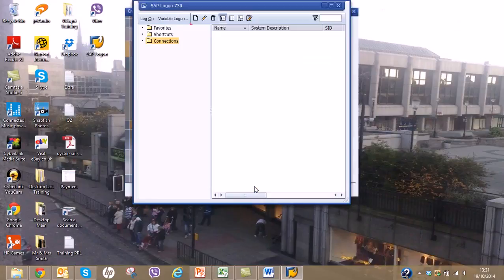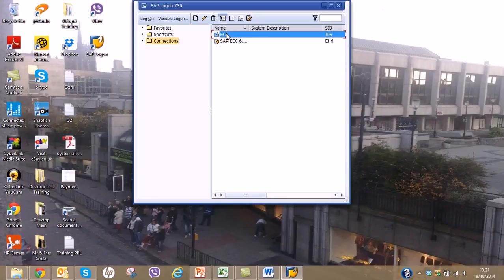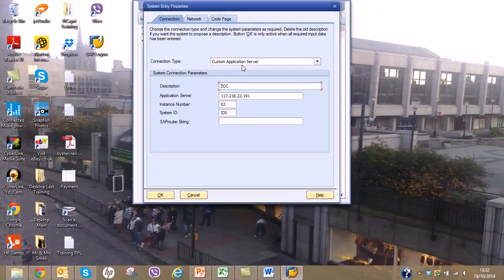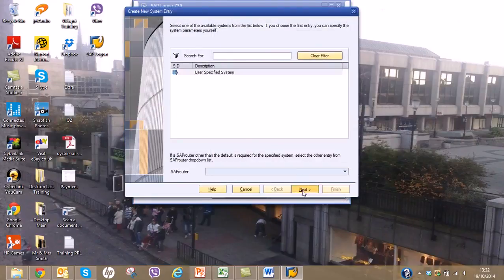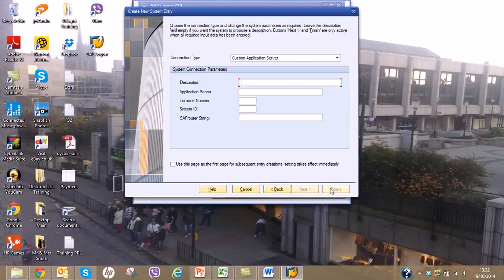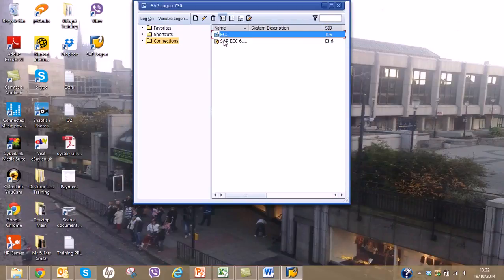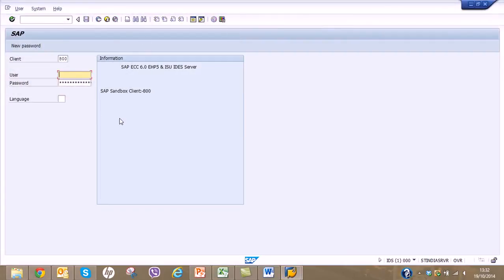For example, I can show you this connection this way: application server, instance number, and system ID. Then after entering, click Next, Next, and then Finish, and the connection will appear on the first line. You double click on that, and the SAP system will open. Here you enter the client, username, and password, and you can access the SAP system.